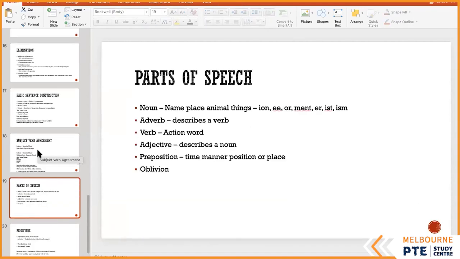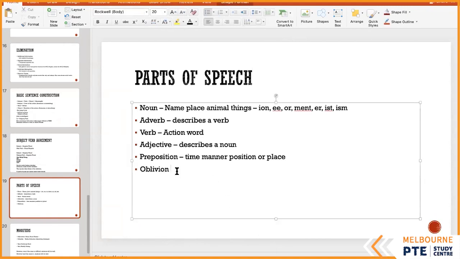We're going to look at parts of speech. Generally, any idea how many parts of speech we have? Eight. What are they? Most of them are written here. You can see it, right? Noun, adverb, verb, adjective, preposition. What else?